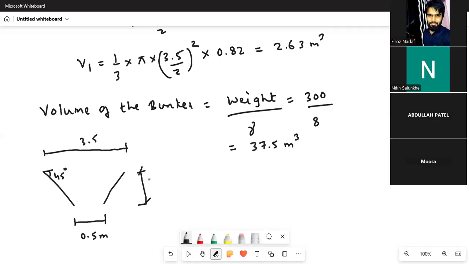Can you find x3 from this dimension? Can anyone tell me how to find x3? Already we have discussed this. What is x3? x3 is the height of the hopper bottom. The angle is given to you, 45 degree. By using cos 45, that's okay, but how will you find x3?